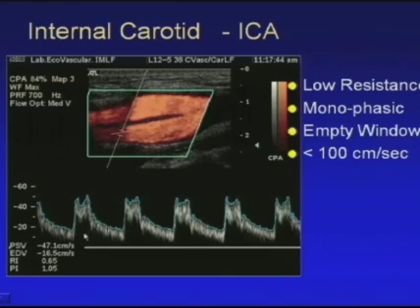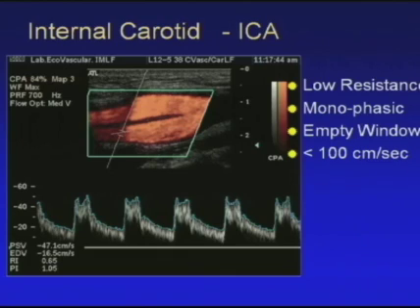So we have a monophasic spectral wave with empty window. It's quite important to see the spectral window empty in the internal carotid artery. If you find some echoes inside, it means that it represents turbulence. And if you find turbulence, it means that either you have a stenotic plaque, or you have an anatomical condition such as a kinking, for example. But this characteristic of turbulence reflects an abnormal condition. So for a normal internal carotid artery, you must find an empty window.